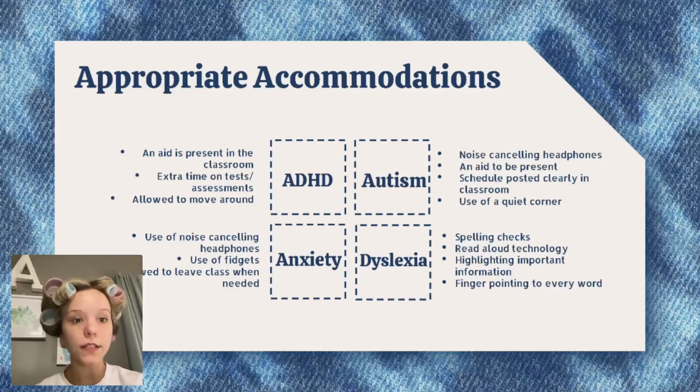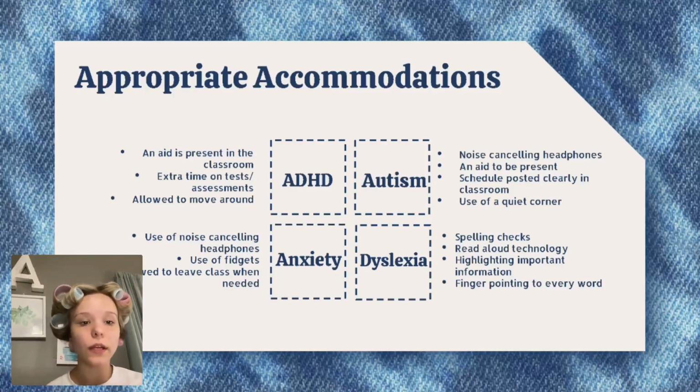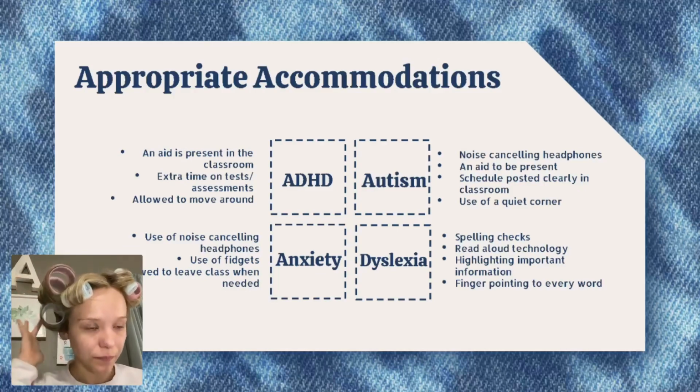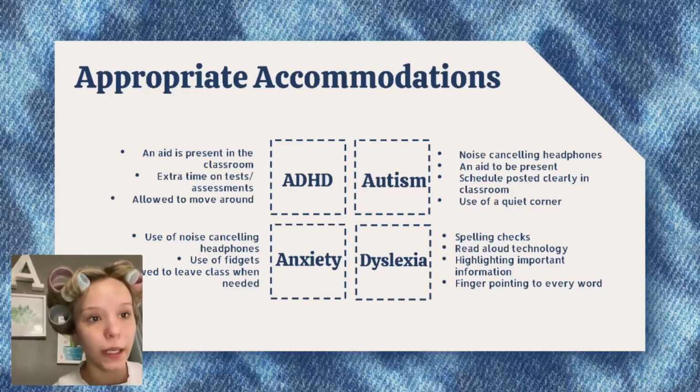Autism. Autism is a disorder where students can get overstimulated very easily. They like having things a certain way. So noise-canceling headphones can help them stay on task, and an aide can be present to make sure that they don't get overstimulated. And a schedule posted clearly in the classroom can just be as simple as the student knowing when lunch is, when break is, when their specials are. Autistic children love routine. And use of a quiet corner in case they get overstimulated.